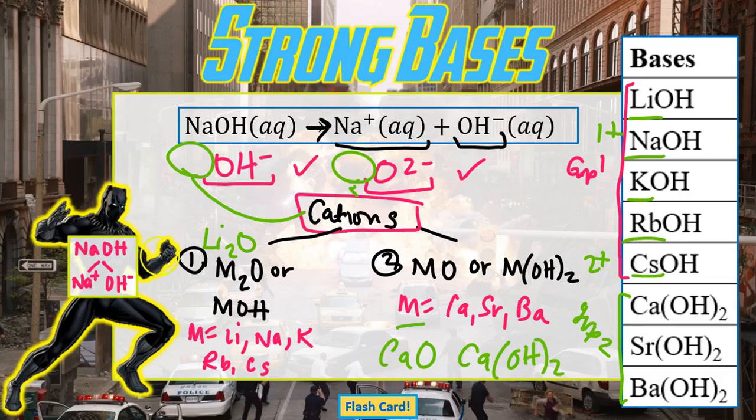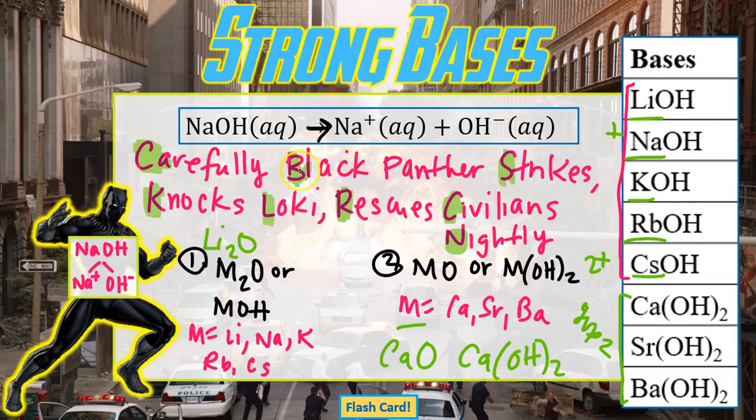So if I'm looking at NaOH Black Panther, I can say that NaOH Black Panther is a strong group 1 Bronsted-Lowry base. And of course, I also can use a mnemonic to help me memorize these group 1 and group 2 strong bases. That's just one way to do it, and I'll give you an example here. Carefully, Black Panther strikes. Nox Loki rescues civilians nightly.